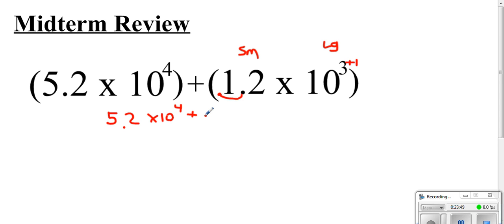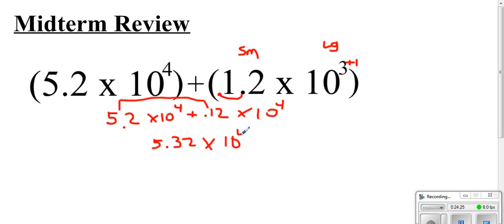plus 0.12 times 10 to the 4th. Now I'm ready to add. So you have 5.2 plus 0.12, and you get 5.32. What you're doing is adding this and this. And it stays times 10 to the 4th. I do not need to do anything to this because this is a number between 1 and 10, and I am finished with this problem.